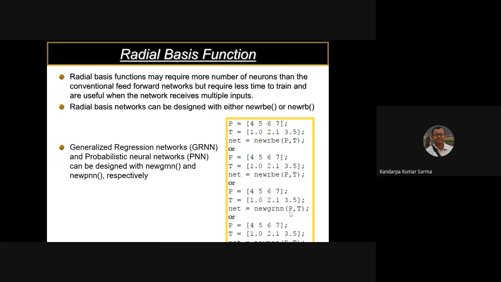So in the first case, we find how the new RBE is used to create a radial basis function. Then we see further that the new GRNN function can be used for the creation of a generalized regression network. And we further also see how to create a probabilistic neural network by the use of the function new PNN.